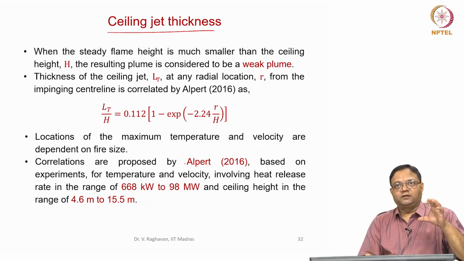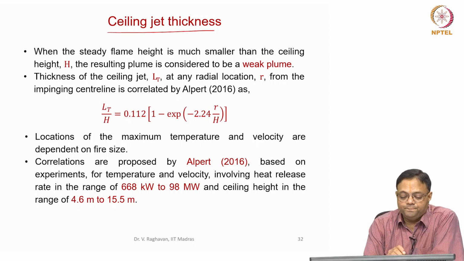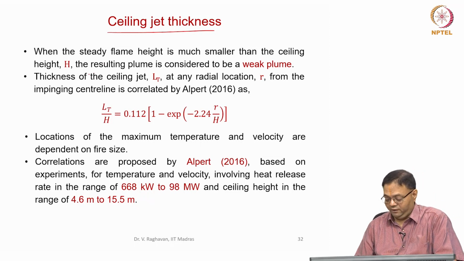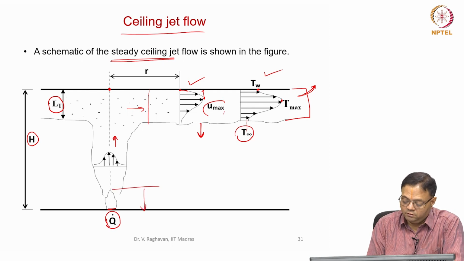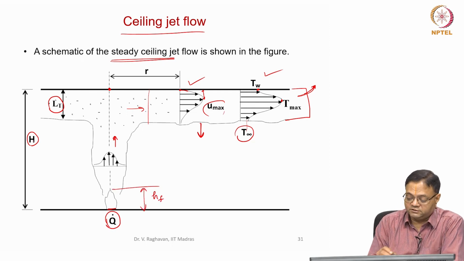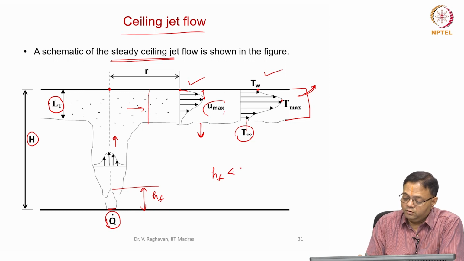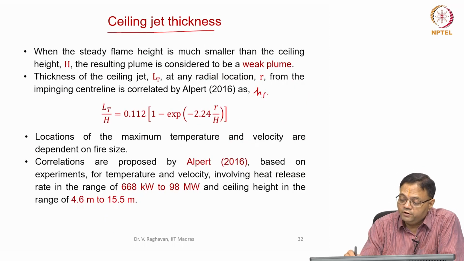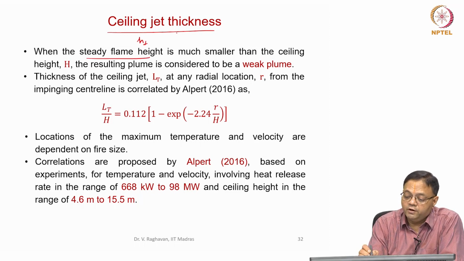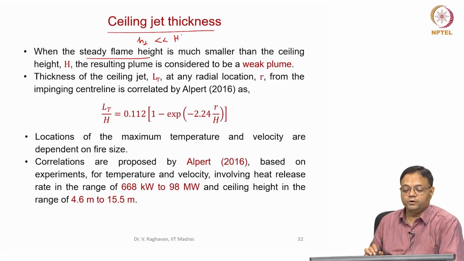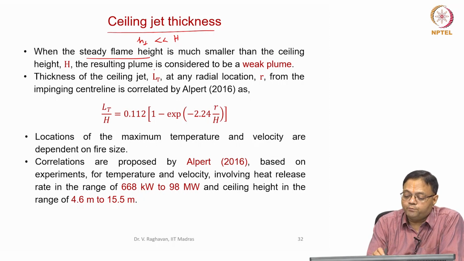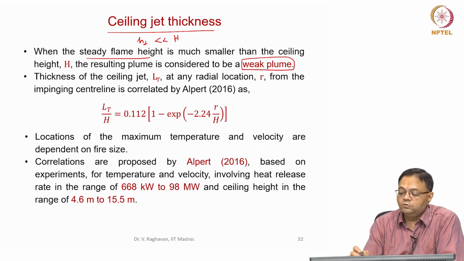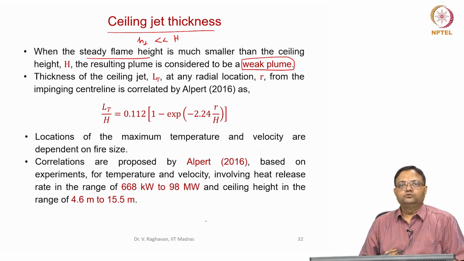Ceiling jet thickness or the layer thickness. Let us say the steady flame height is much smaller than the ceiling height. Here, I can say that HF, the steady flame height, is much smaller than H. Then the resulting plume is called a weak plume. So that's what I told.